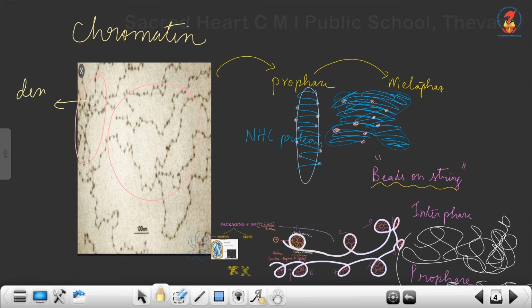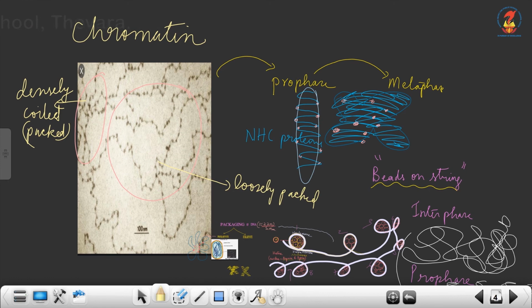Here it is densely coiled or densely packed, and this one, see, loosely packed. So when we add stain, this will take up the stain very dark. It will become very dark when you put the stain, whereas this one will take up the stain very lightly. Then another difference is that this part of the chromatin which is densely packed is called heterochromatin, and this chromatin which is loosely packed is called euchromatin.